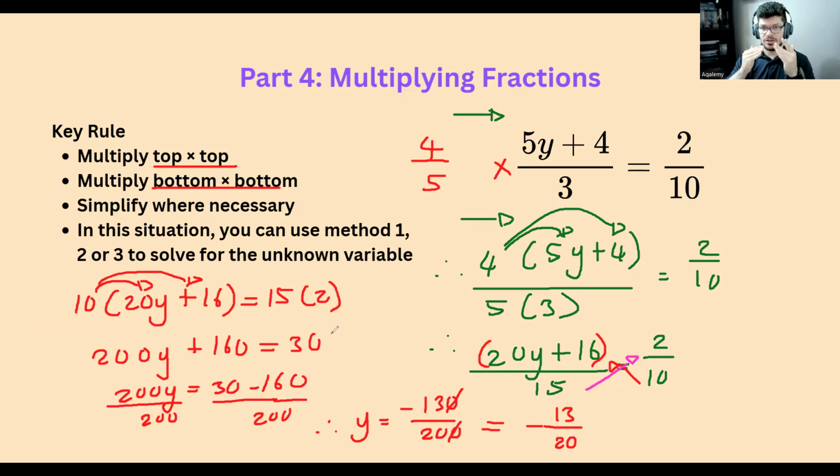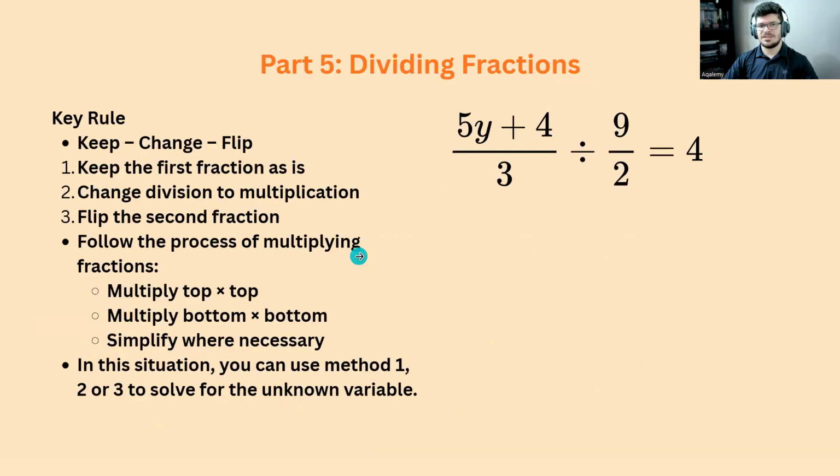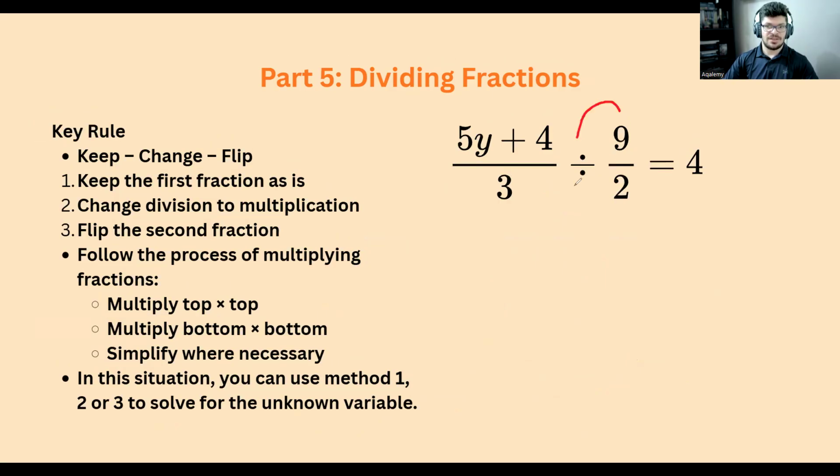It's quite a long procedure. Okay, let's look at dividing fractions. It's really the same as the previous question. The only difference is that we have an extra step where we need to change the sign and flip the values. Essentially, we have 5y plus 4 over 3. Change the sign and flip the fraction, the numerator and the denominator. So essentially we have this 2 over 9.